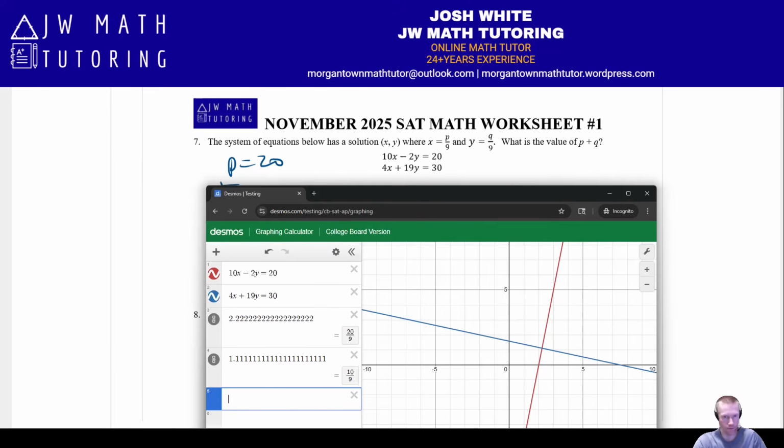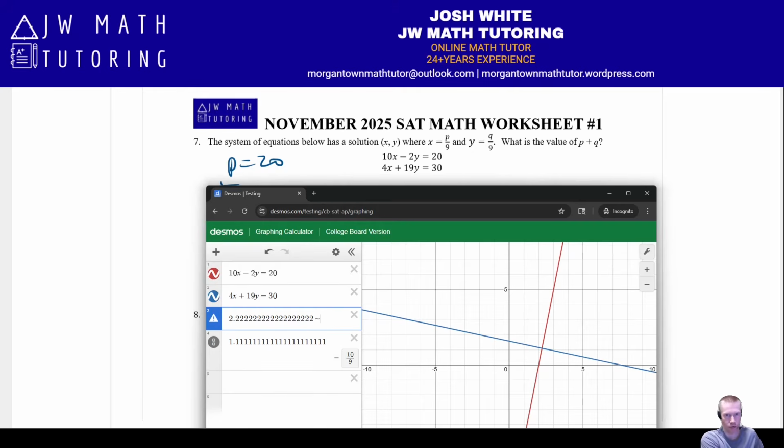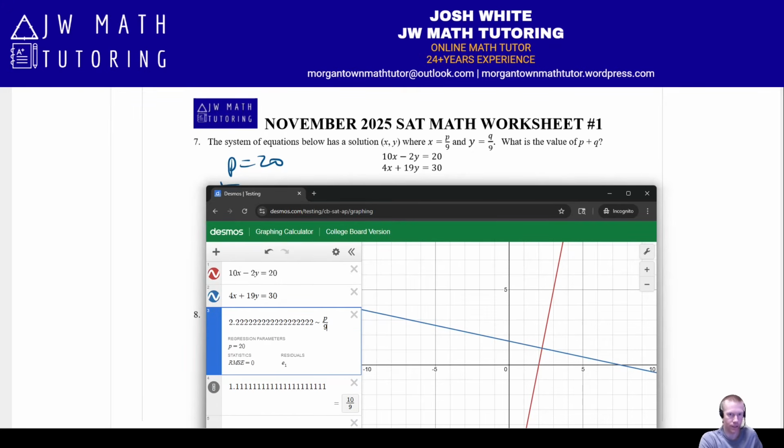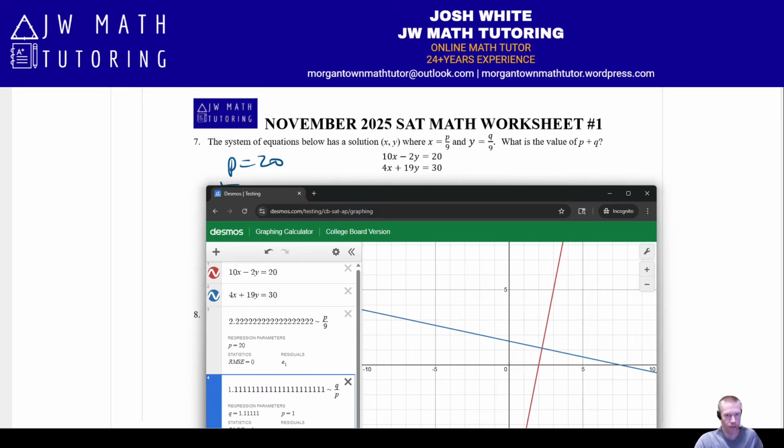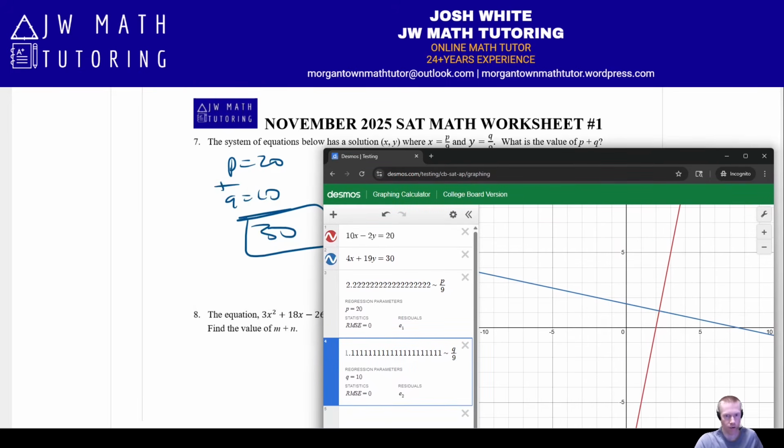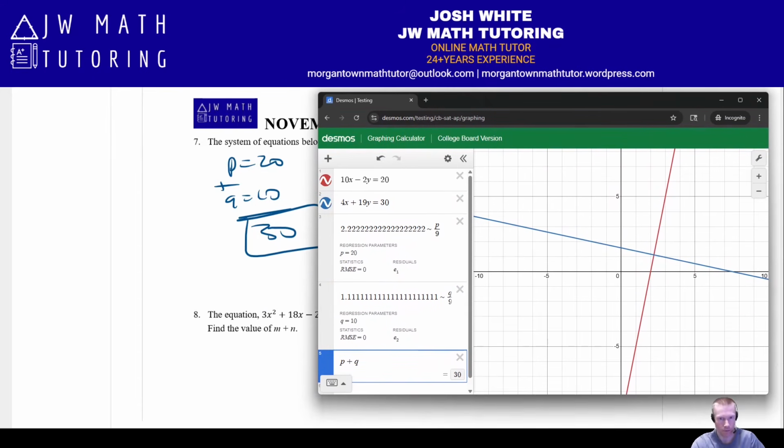Now, once you got the fractions, of course, if you needed to, you could just use regression: this number right here is equal to p over 9, and then it just solves it and gives you 20. Or same thing right here, q over 9, and you get 10, and then you could just add them together, p plus q. Scroll up, there you get 30.